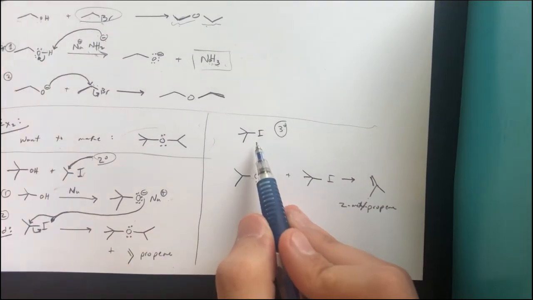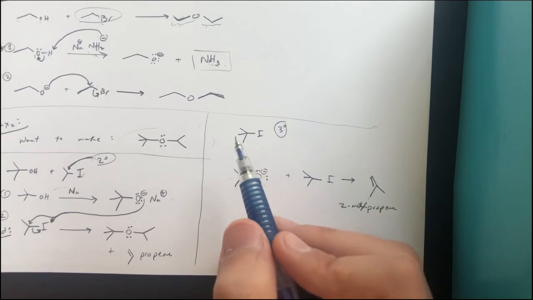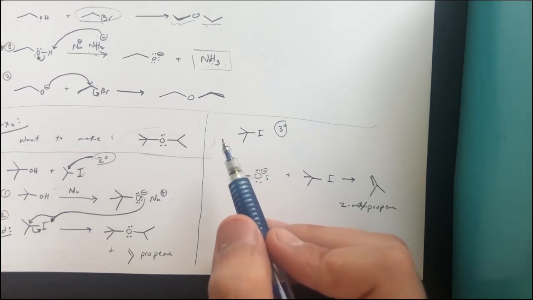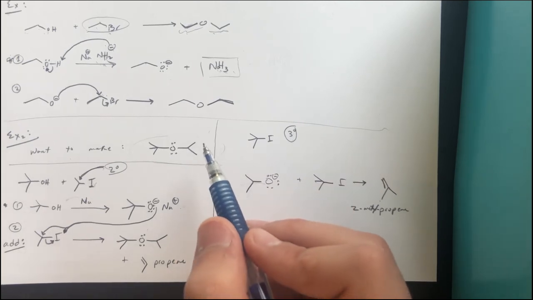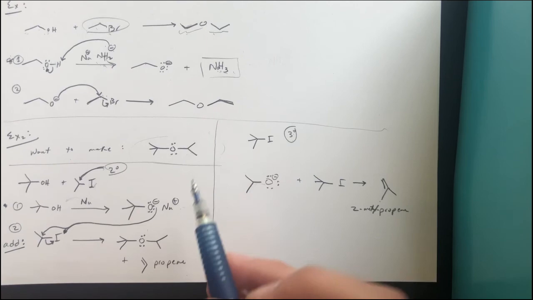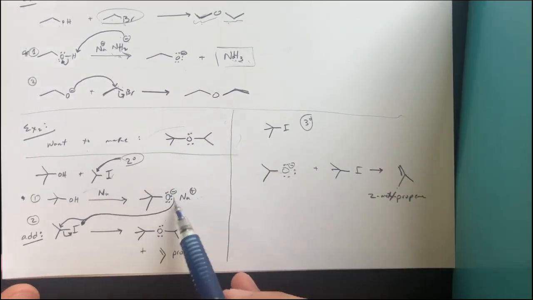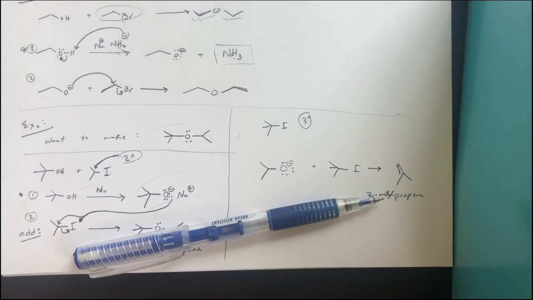So you gotta be careful where that alkyl halide is. And usually your best course of action is to put the bulkier, tertiary group not on the halide, but on the alkoxide. So right here. Anyways, that was it for this video.